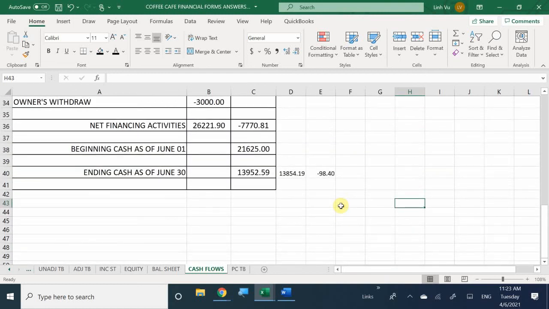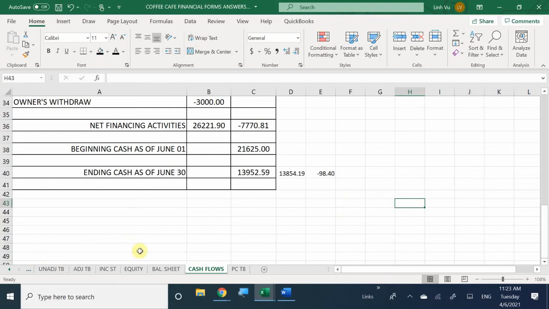However, I will test you on the three primary ones: the income statement, statement of equity, and the balance sheet. You need to know those three. They're the easiest ones to formulate if you correctly have your adjusted trial balance. Everything else is you just put the pieces together and it should match everything, okay?